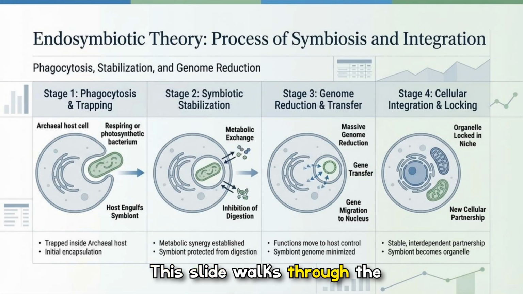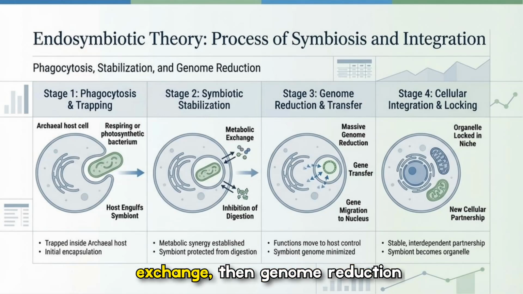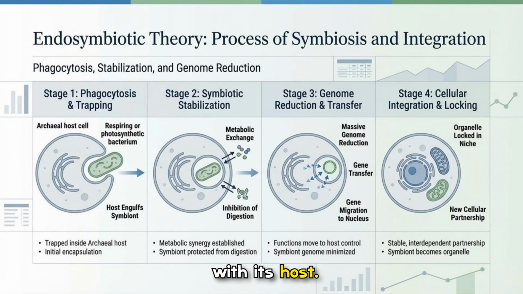This slide walks through the 4 stages of symbiosis and integration, from initial phagocytosis and trapping to stabilization through metabolic exchange, then genome reduction and transfer of genes to the host nucleus, and finally, stable cellular integration, where the symbiont becomes an organelle, locked into a new partnership with its host.